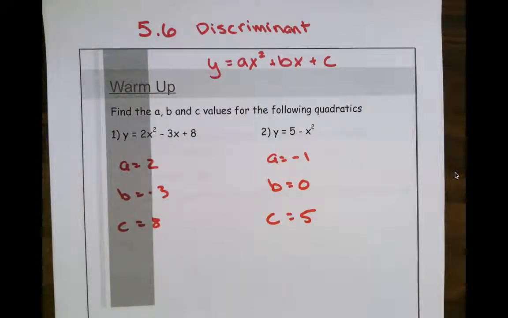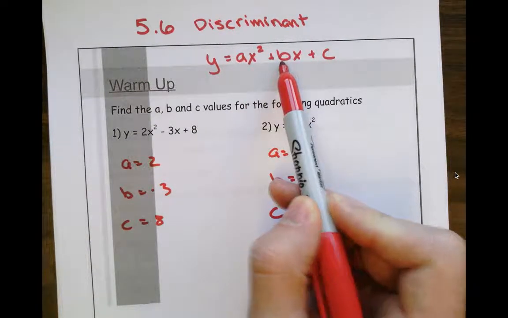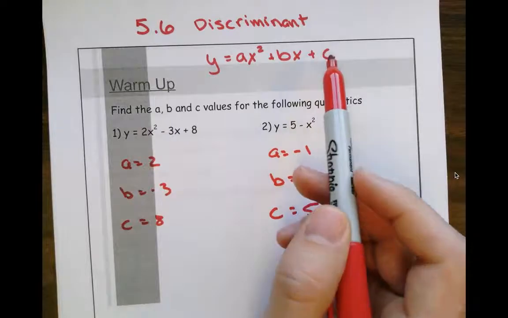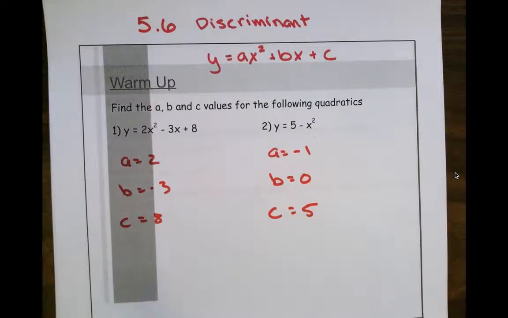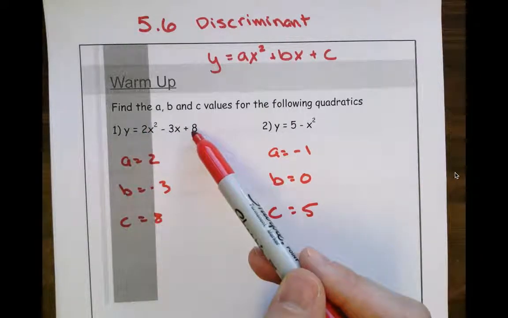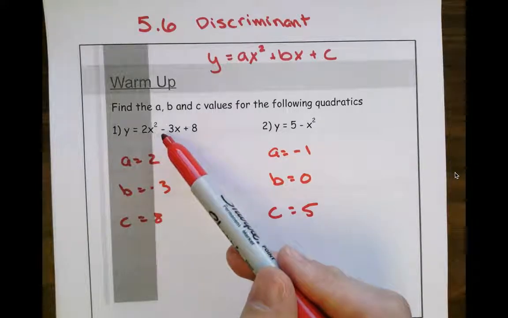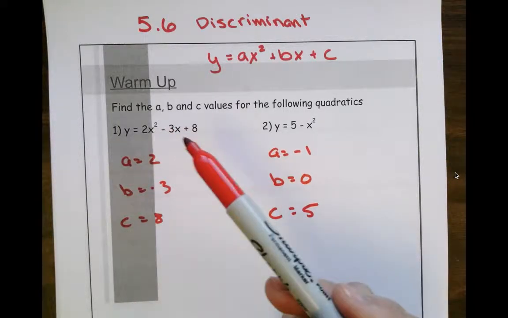Alright, so let's check our answers. Again, remember, A is the constant in front of x squared, B is the constant in front of x, and C is just the constant in the quadratic. So taking a look at this one, everything is lined up perfectly. A would be 2, B would be -3, C would be 8. Remember, if this is not just 3, it would be -3. Okay, for that B value, we have to include that sign as well.